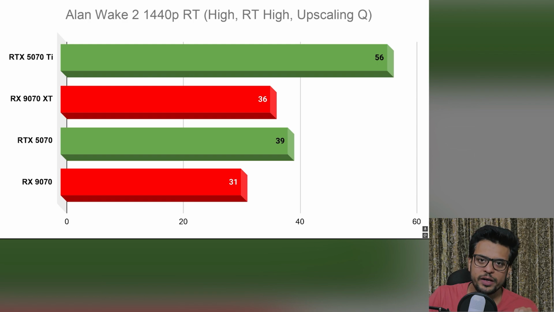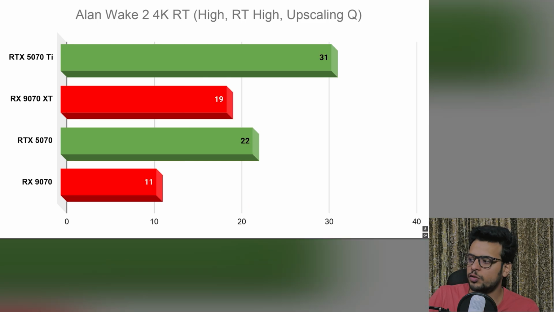Now in Alan Wake 2, AMD does get beat up a little. So 5070 Ti gets us 56 FPS, 36 FPS for the 9070 XT, 39 for the 5070 and 31 for the 9070. And this was at 1440p, high quality, high ray tracing, quality upscaling. We move on to 4K.